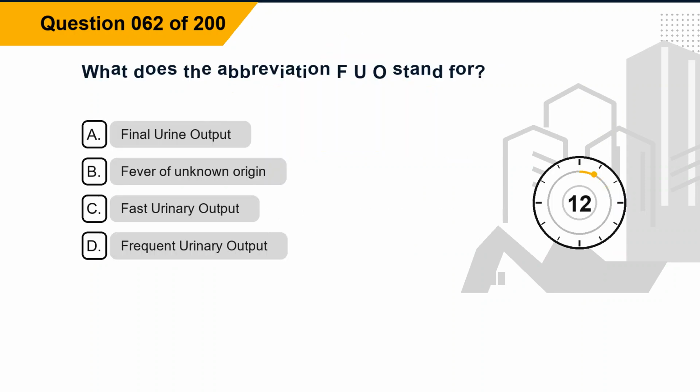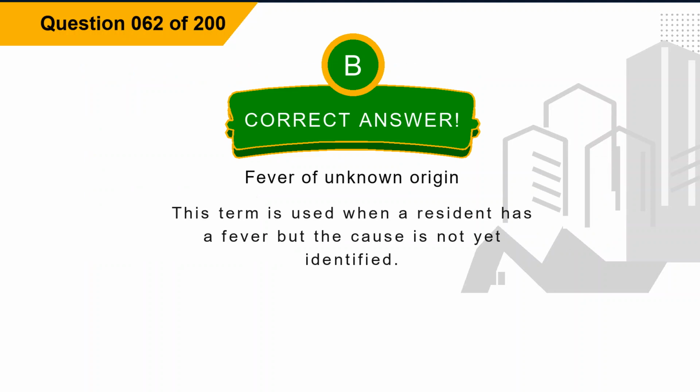Question 62. What does the abbreviation FUO stand for? Option A, final urine output. Option B, fever of unknown origin. Option C, fast urinary output. Option D, frequent urinary output. The correct answer is option B, fever of unknown origin. Explanation. This term is used when a resident has a fever but the cause is not yet identified.